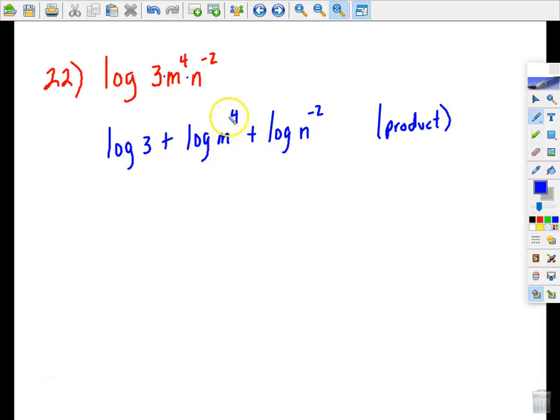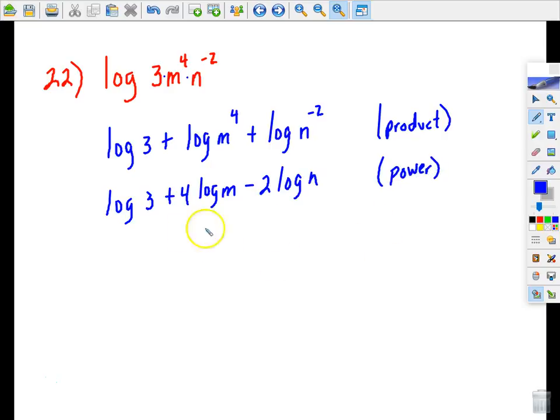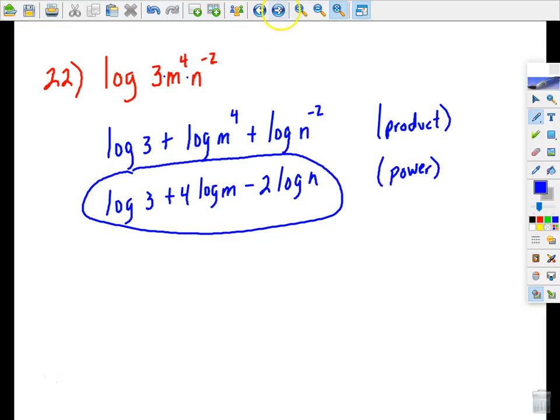Now I'm going to do what I said earlier and make exponents become factors, and this is the power property. Log 3 plus 4 log m. Now I'm bringing down minus 2, so you could do plus negative 2, but I'm just going to show it as minus 2 log n. And this is an application of the power property. And that should be your answer for number 22. All right. So far so good. Hopefully you're understanding this pretty well.